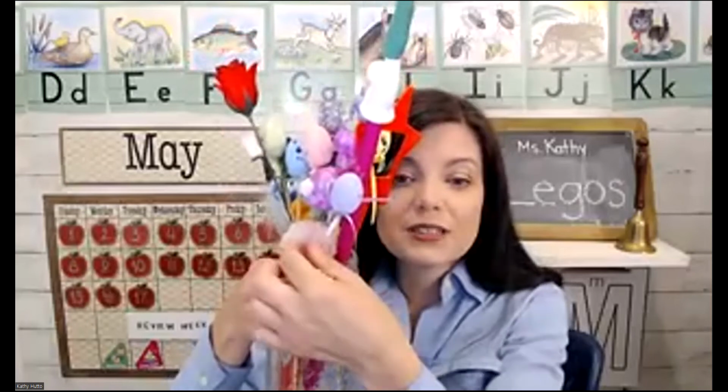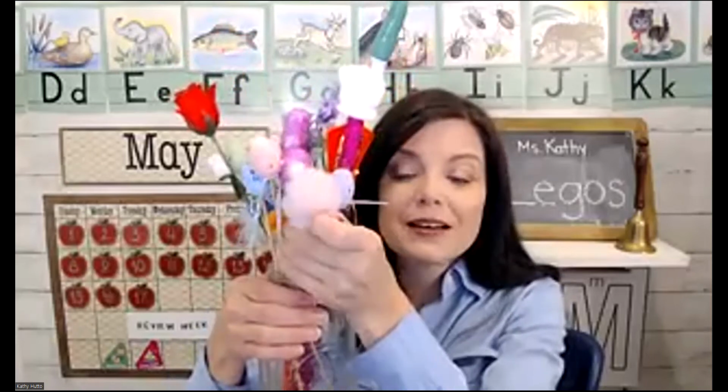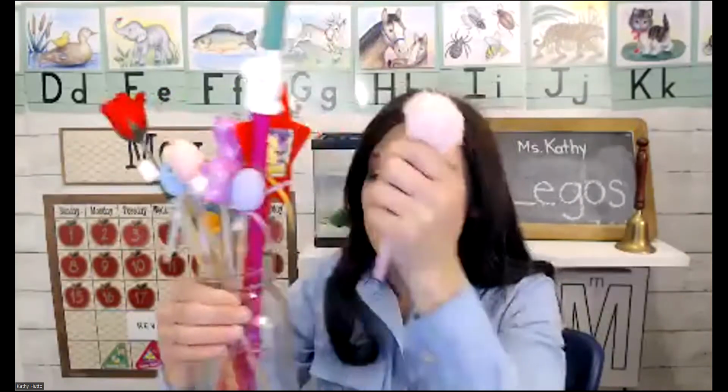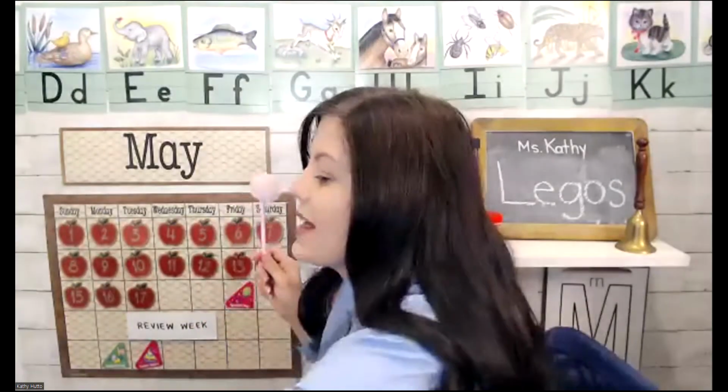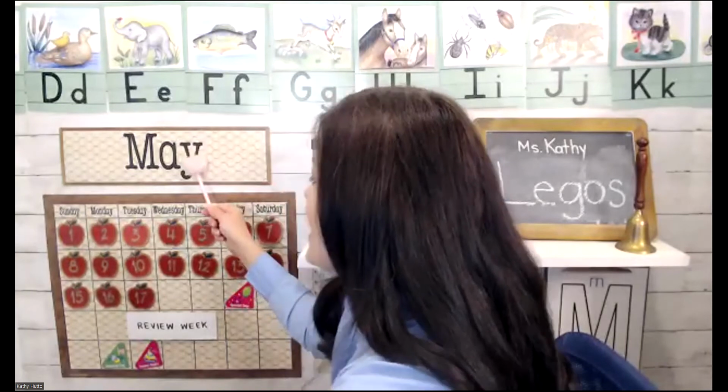I'll need to pick a pointer. Would you like to help me pick? Which pointer should I choose? Maybe the puffy pink pom-pom ball? Okay, we'll choose this one today. The month is May, and today's number goes right there. Let's reach into the jar and see how we're gonna count.